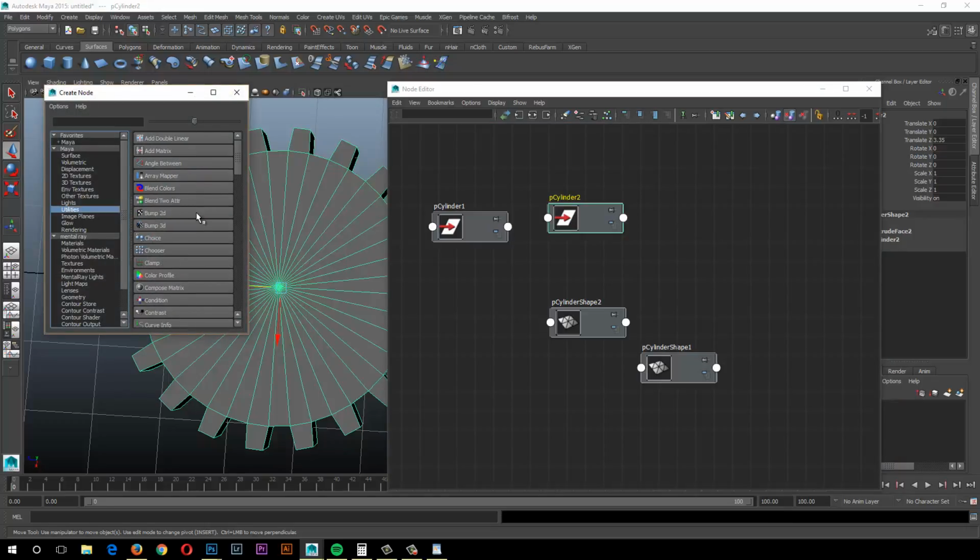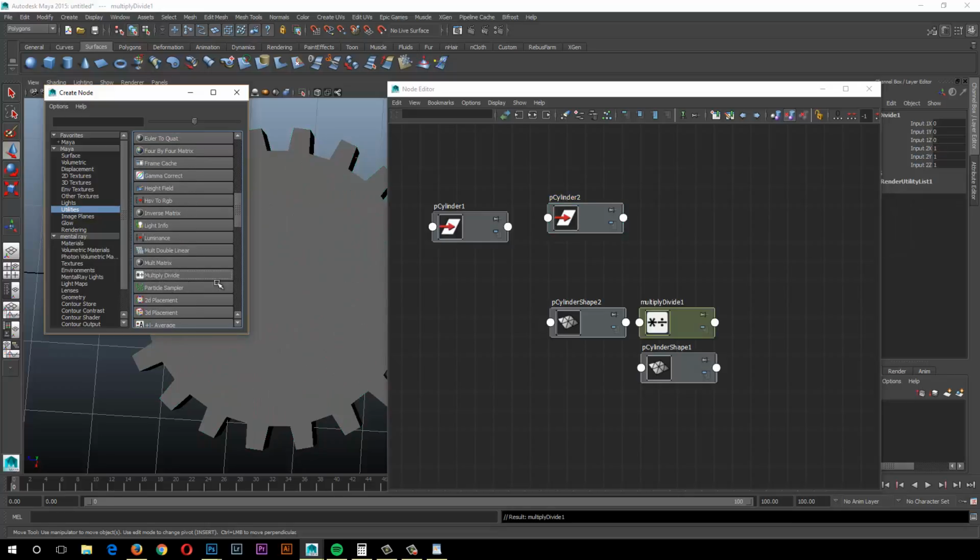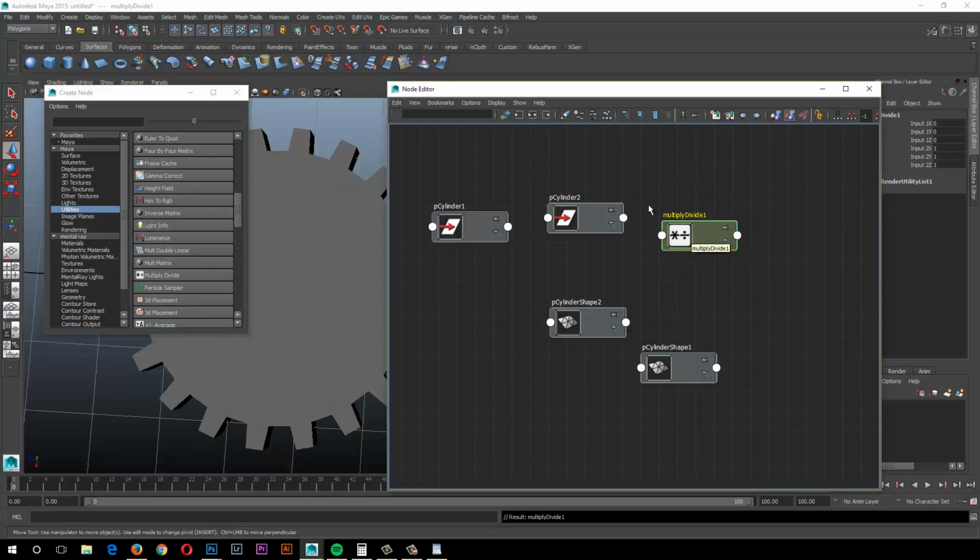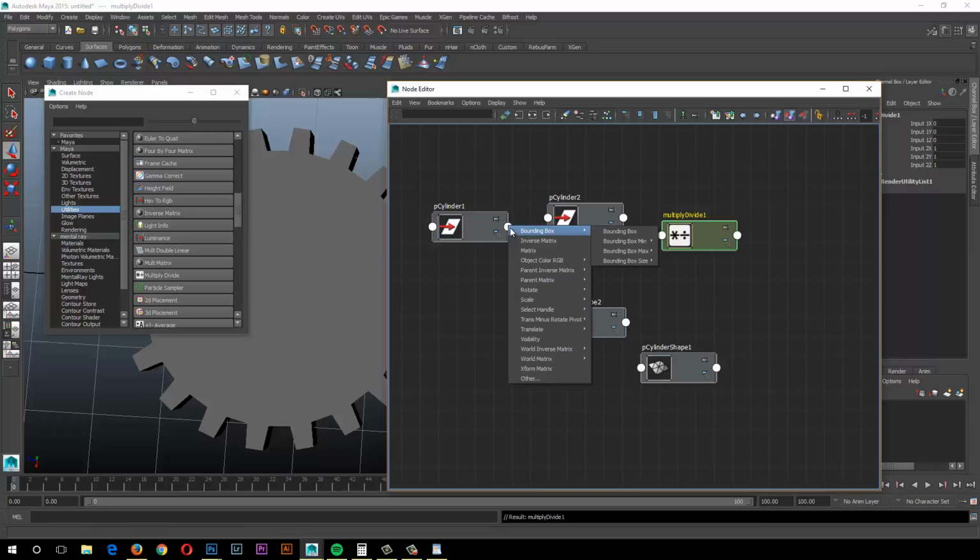And I'm going to want a utility node. And where's my multiply divide? There it is. And I'm not naming anything because I'm rushing through this. You should always name your stuff, but do as I say, not as I do right now.